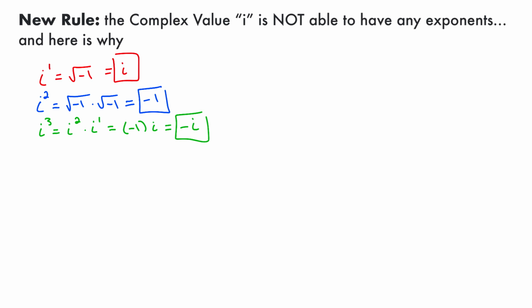Then we're going to do i to the fourth power. And that's going to be equal to i to the second power times i to the second power, which is equal to -1 times -1. Therefore, i to the fourth power is just 1.